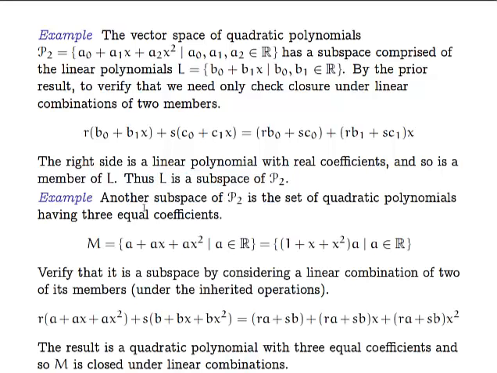Okay. Another example is the set of quadratic polynomials having 3 equal coefficients. You can do the same sort of argument to show that this is certainly a subset of P2, and any linear combination is also in the same set. Therefore, this is a subspace of P2.